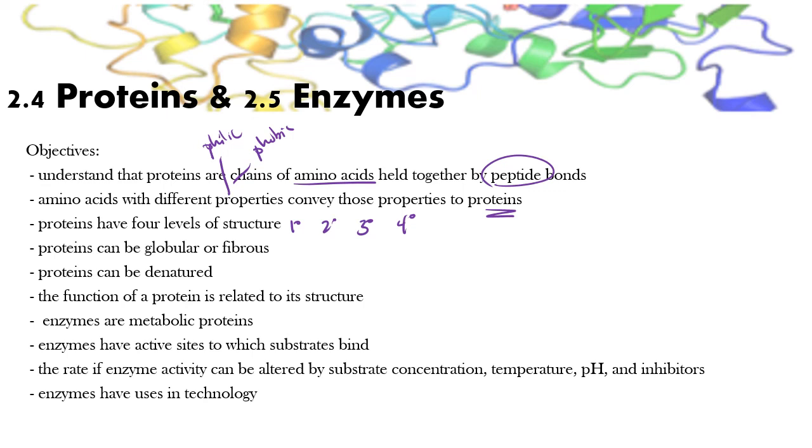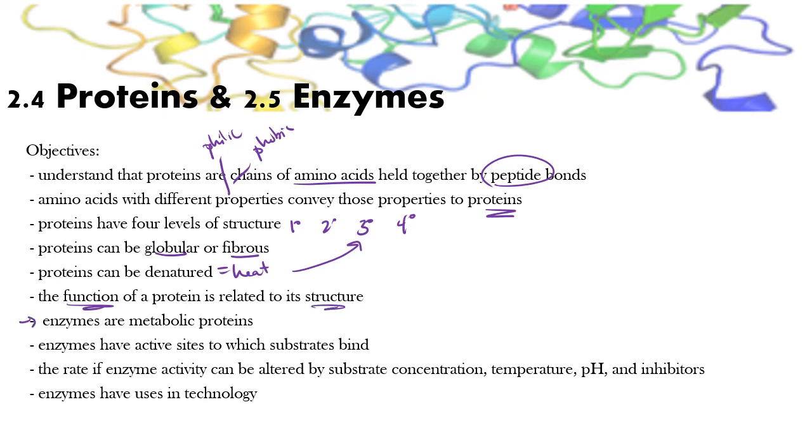Proteins can be globular or fibrous. Globular tend to be more metabolic in nature, like our enzymes. Fibrous proteins are more structural, like collagen. Proteins can be denatured, especially by heat, and that just unfolds that important 3-dimensional folding, which is going to break the shape of the protein, which means that it also cannot carry out its function, because we know that the function of a protein is related to its structure.